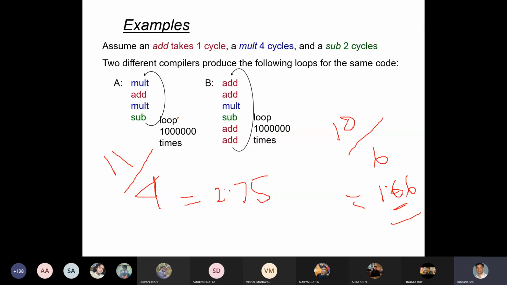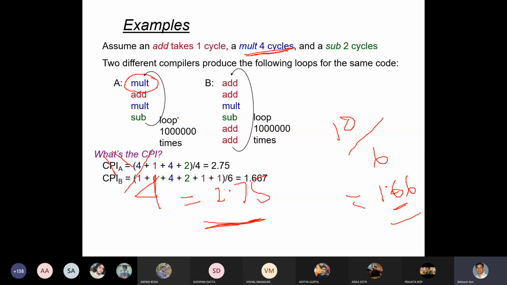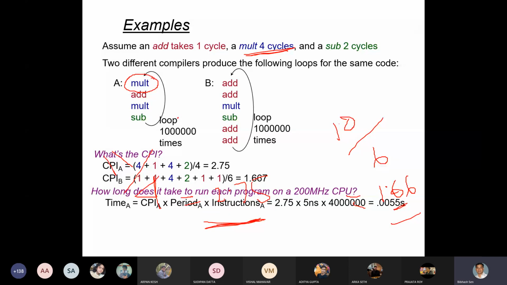See, same program. Just the use of instructions which have more clock cycles increases the execution time. That means you can say the CPI. Okay, so you want to find out this one? 2.7 by 1.6667 something. So in this way, you compare this part, whatever I mentioned, this one.